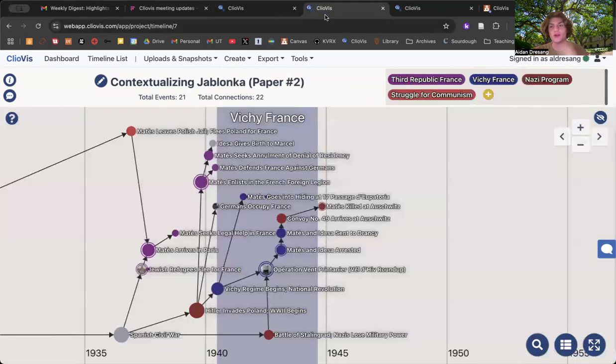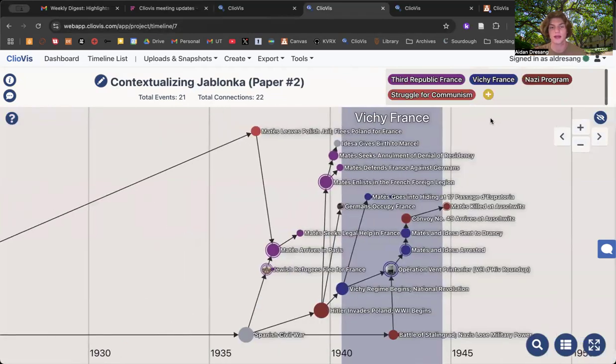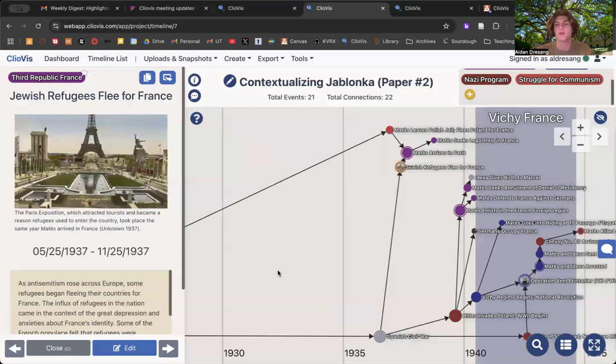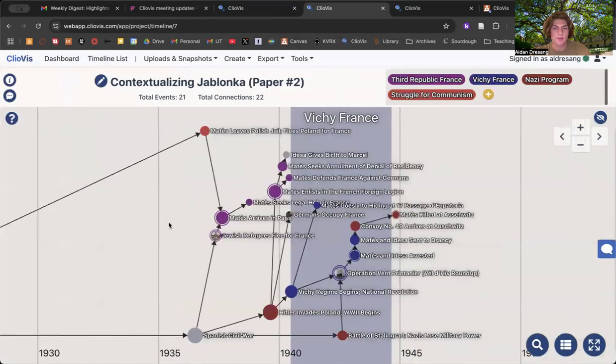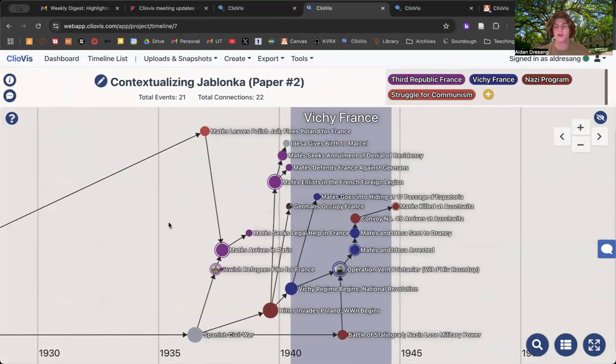All right. Number 2 is using ClioVis to break down key events in a book or concepts. So I read a book for a history class called The History of the Grandparents We Never Had by Ivan Jablonka. And I here put a bunch of key events talked about in there. So, for example, one main theme was Jewish refugees fleeing for France during the rise of the Nazis. And so I wrote notes here and I was able to take key events and this really helped me learn the information in the book.